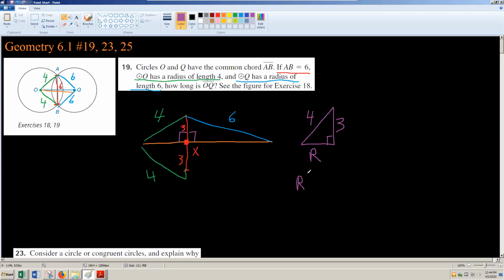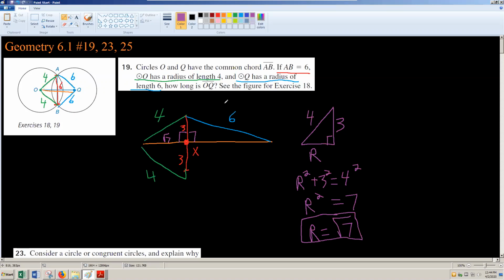R squared plus 3 squared equals 4 squared. Subtract off 9, subtract off 9. So 16 minus 9 gives me 7. So R would be plus or minus root 7, but we can't have a negative length, so it's just going to be the positive one. I'm going to say this distance here is square root 7.